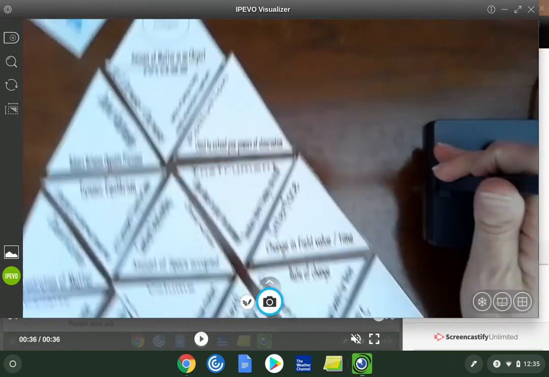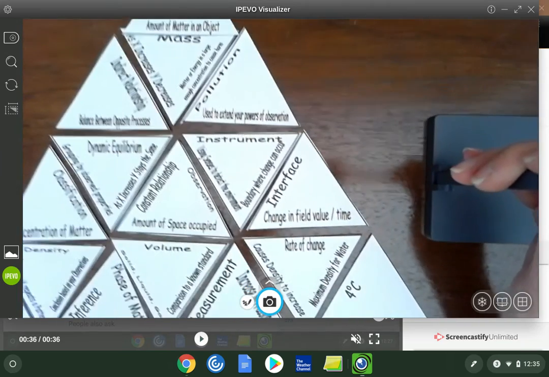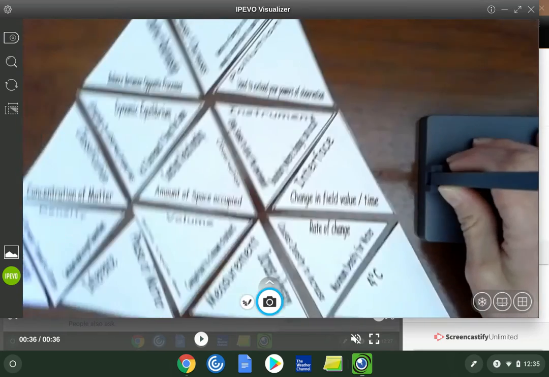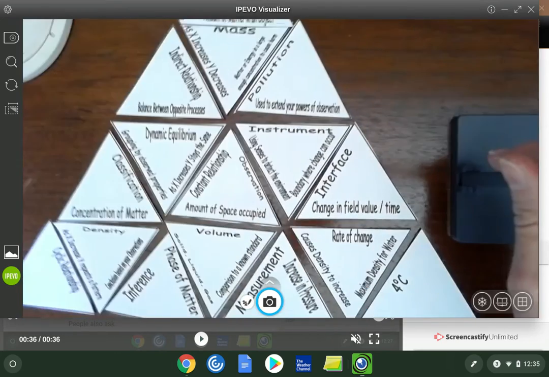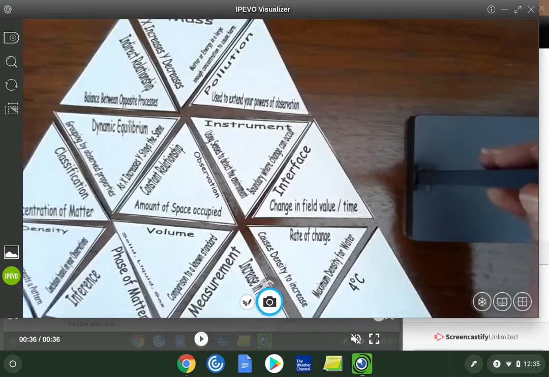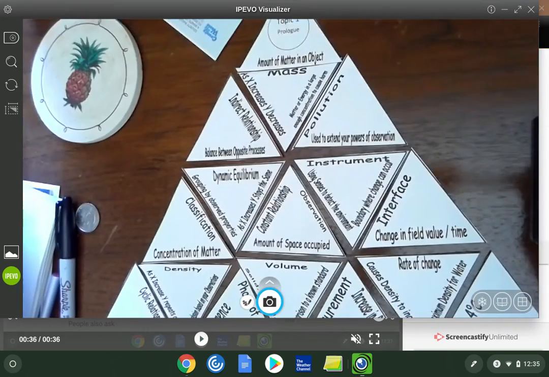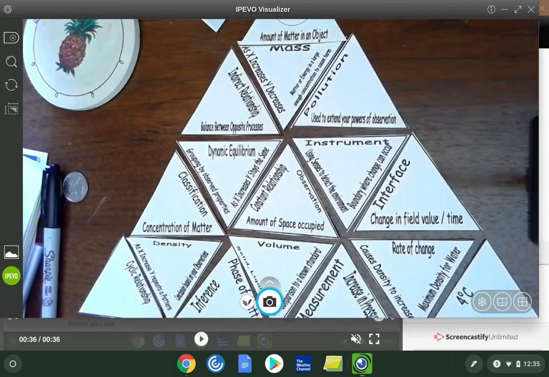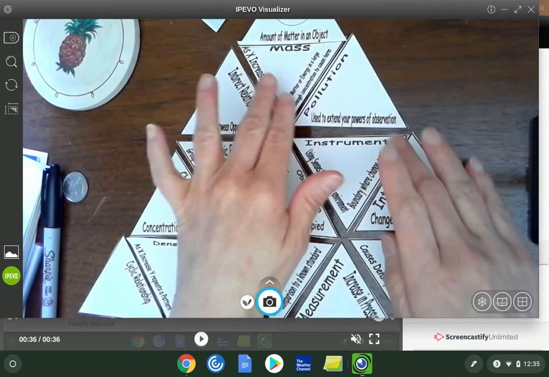Can I get this high enough to... Yeah, you can kind of see what the whole thing looks like here. So you get the idea. We're making these little triangles into a bigger triangle. There we go. It's at a little bit of a tilt, but you can see it. Okay. So that's how you would put these together.